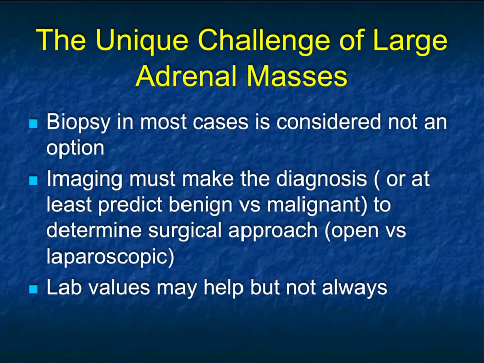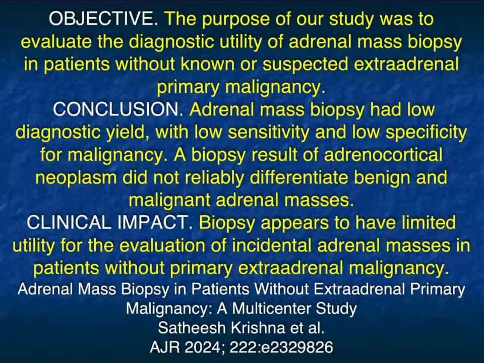Now, one of the things we'll also talk about, and we talk about with incidental adrenal lesions, is also lab values. Lab values can point to, for example, pheochromocytoma. Lab values can point to aldosteronoma. Lab values can point to Cushing's, which then makes you think about an ACC. So lab values are very important, and how we work that in becomes very, very important.